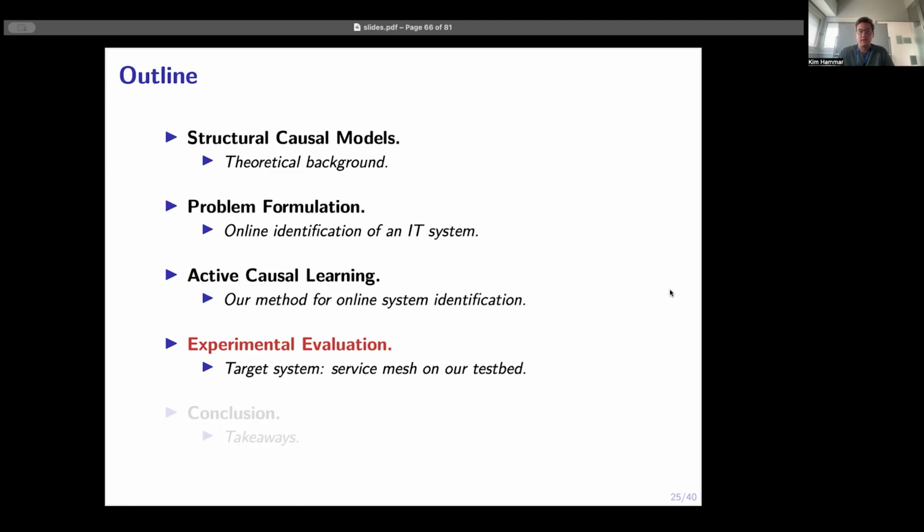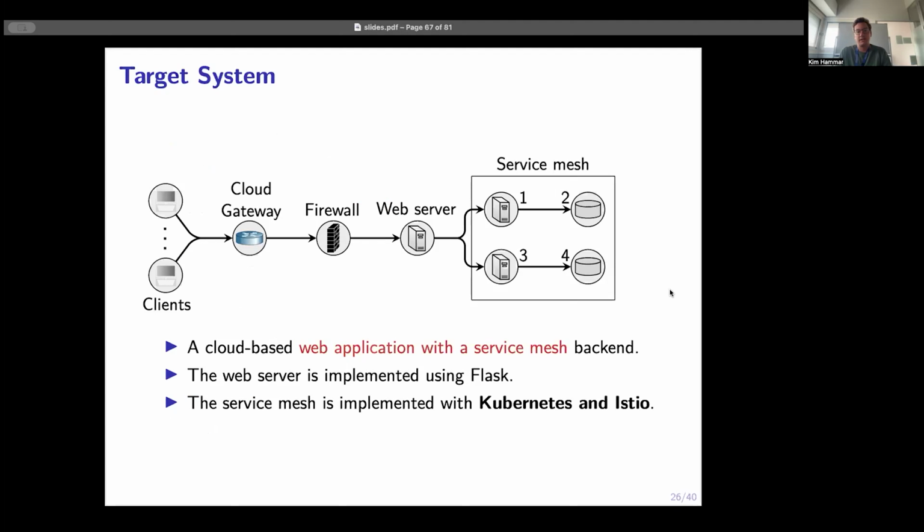So the target system that we run on our testbed is illustrated here, where we have a client population that generates service requests. Then we have a web server that provides web services, and those services are supported by a service mesh backend that runs microservices, which are implemented in Kubernetes and Istio.